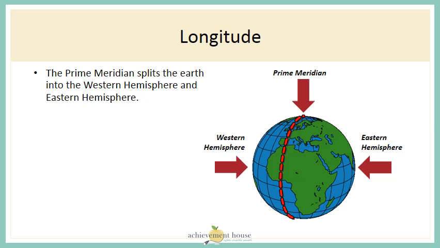Longitude starts at the North Pole and runs down to the South Pole. The prime meridian splits the Earth in half from north to south, creating the eastern hemisphere and the western hemisphere.